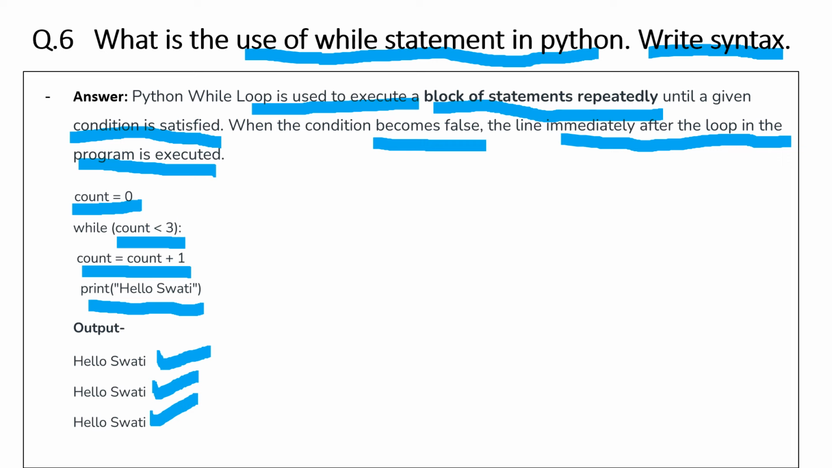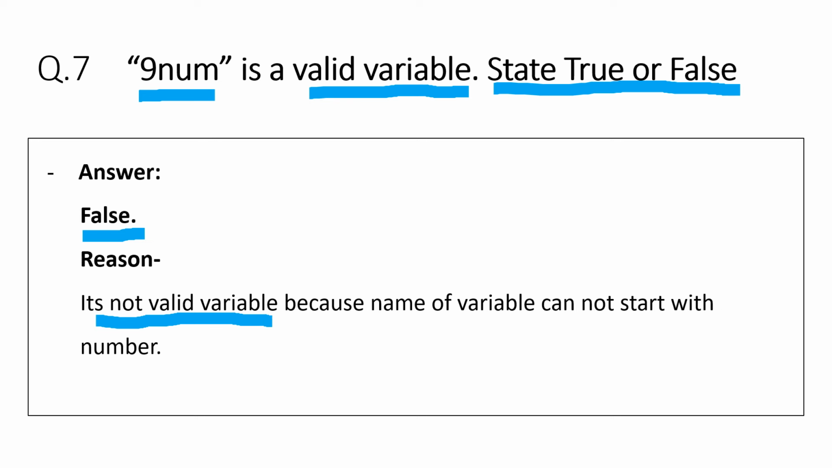So let's go for next question. The question is, 9num is a valid variable. State true or false. The answer for this question will be false. So what is the reason behind it? Reason is it's not a valid variable, because the name of the variable cannot start with a number.